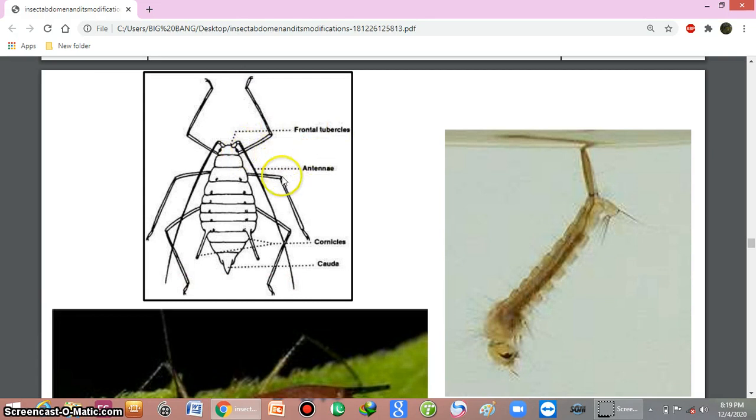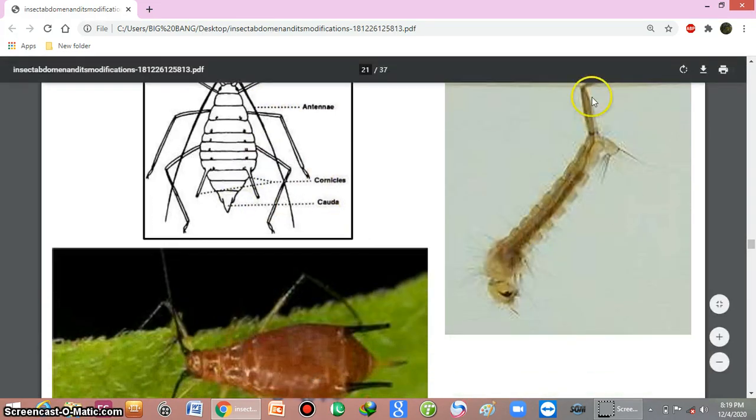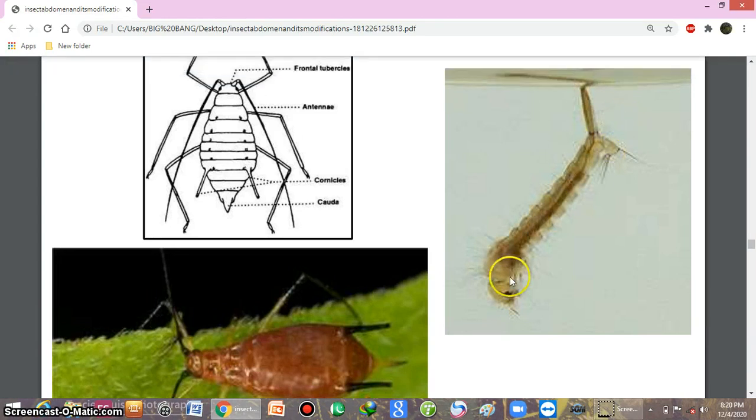Frontal tubercles, antennae, cornicles, cauda. This is also a diagram of a mosquito larva. Its resting position is to some extent oblique under the surface of the water.